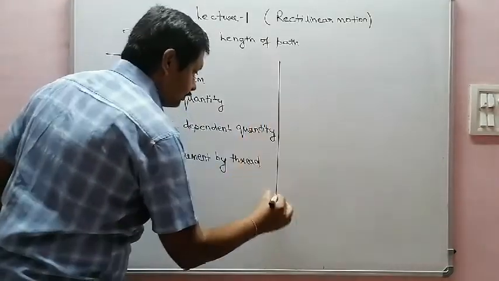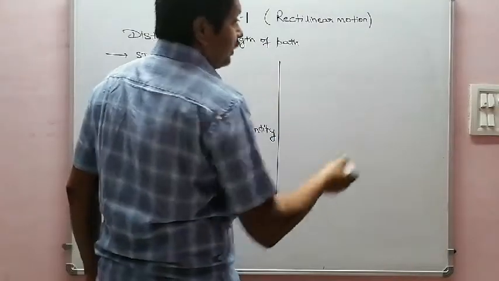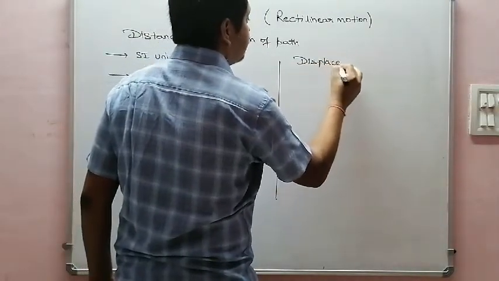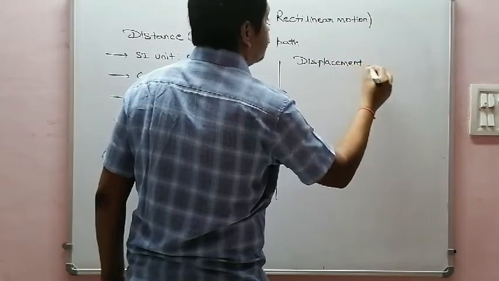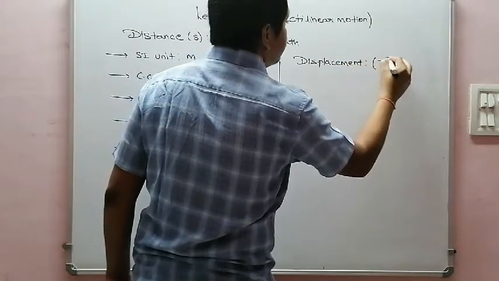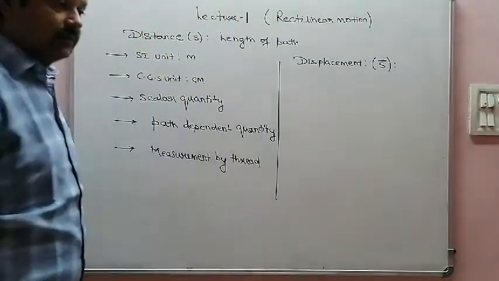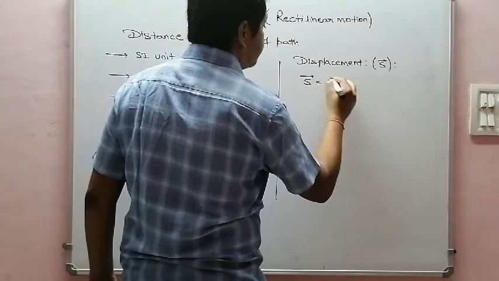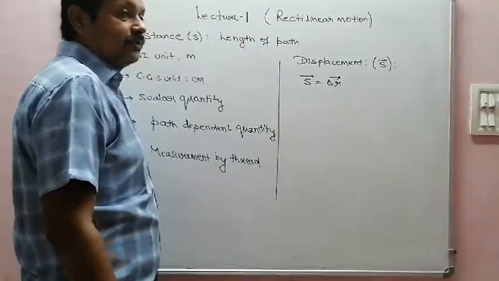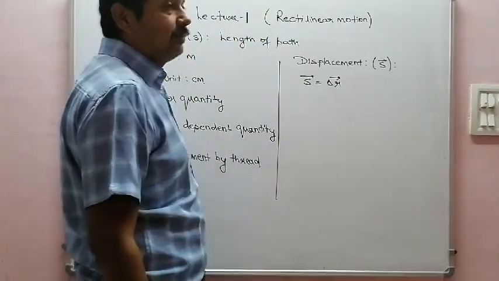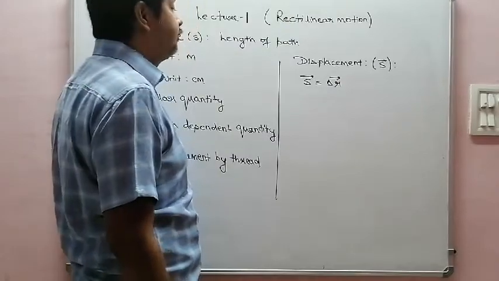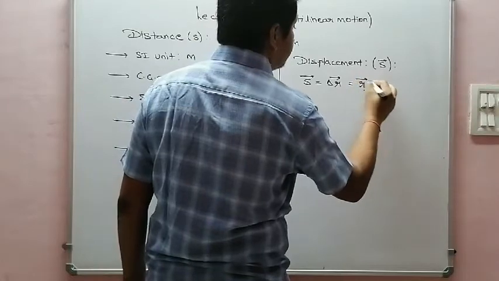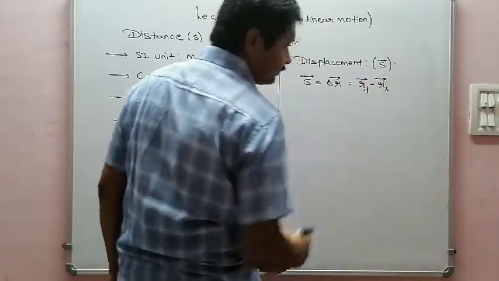Now, second physical quantity, displacement. Displacement is denoted by S vector. The definition of displacement is delta R. Delta means change. Change मतलब final minus initial. R मतलब position vector. Change in position vector. R final minus R initial.